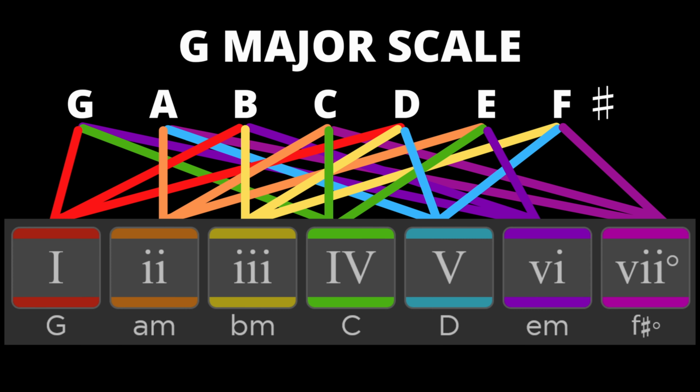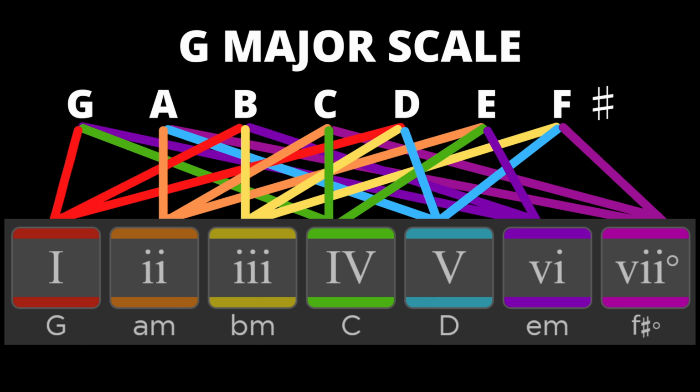For example, here are the 7 chords in the key of G major: 1 G major, 2 A minor, 3 B minor, 4 C major, 5 D major, 6 E minor, and 7 F sharp diminished. They are created with notes from the G major scale as shown. You'll see that they are labeled with Roman numerals. Generally speaking, you label major chords with uppercase Roman numerals and minor chords with lowercase Roman numerals.